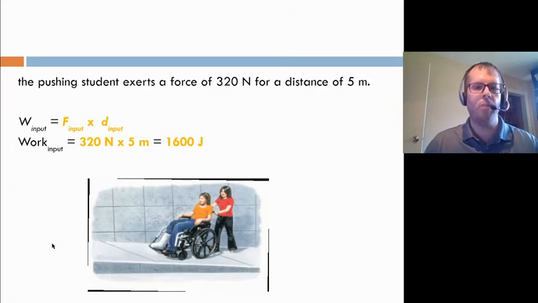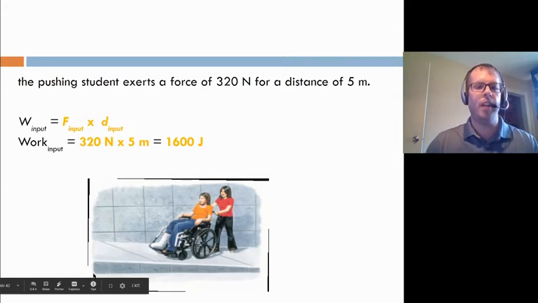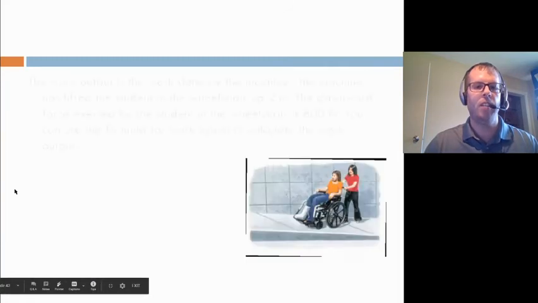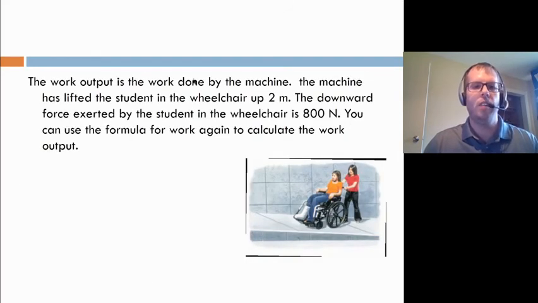Okay, so now comes the next side of this. How much work would be required to lift that person up to the top of the ramp without using the inclined plane, like just basically lifting them straight up onto the upper level? So let's take a look at that. The machine has lifted the student in the wheelchair up 2 meters. So this distance up here, they actually moved 5 meters, but the ultimate height advantage here is 2 meters. They've gained 2 meters. The downward force exerted by the student in a wheelchair is 800 newtons. This would be the force due to gravity.